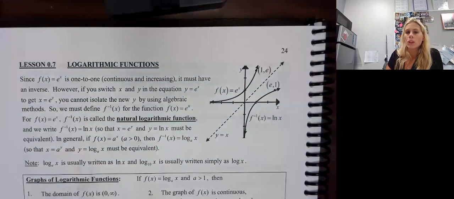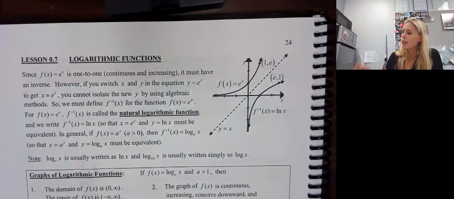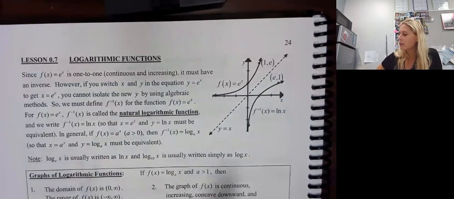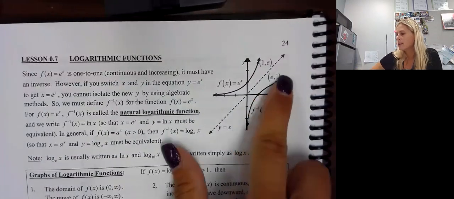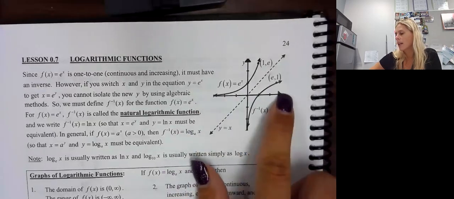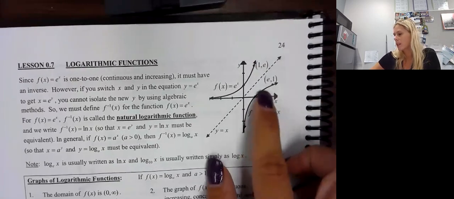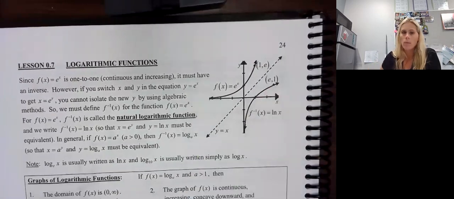So if we switch that and everything, we actually get x equals e to the y, and we now need to isolate y. The way to do that is to use the natural log function. So the inverse of e to the x is the natural log. Now, as you can see with the natural log, the asymptote is no longer at the x-axis, but it is a vertical one at the y-axis. So it keeps getting closer and closer and keeps going out.